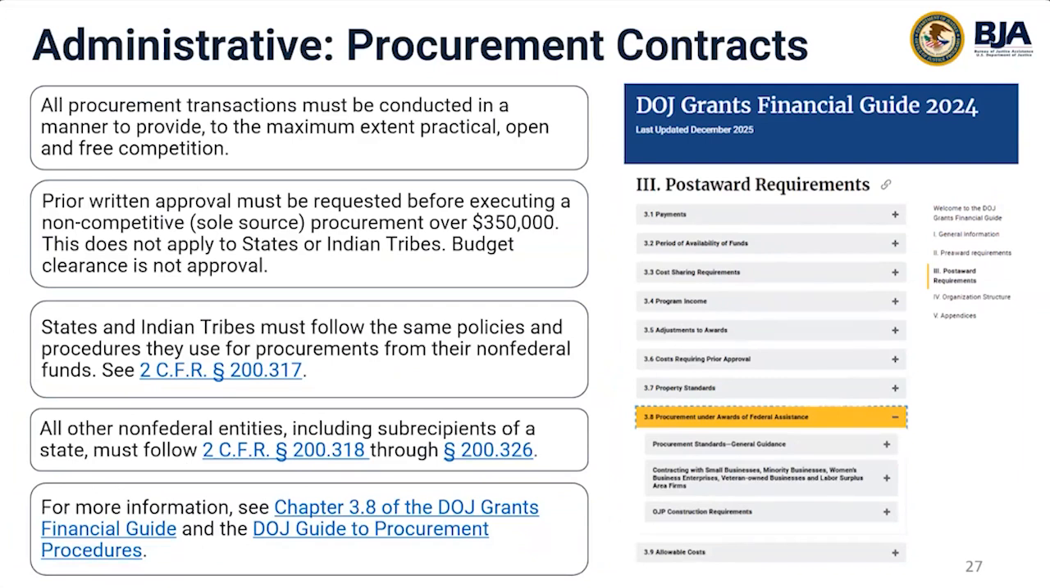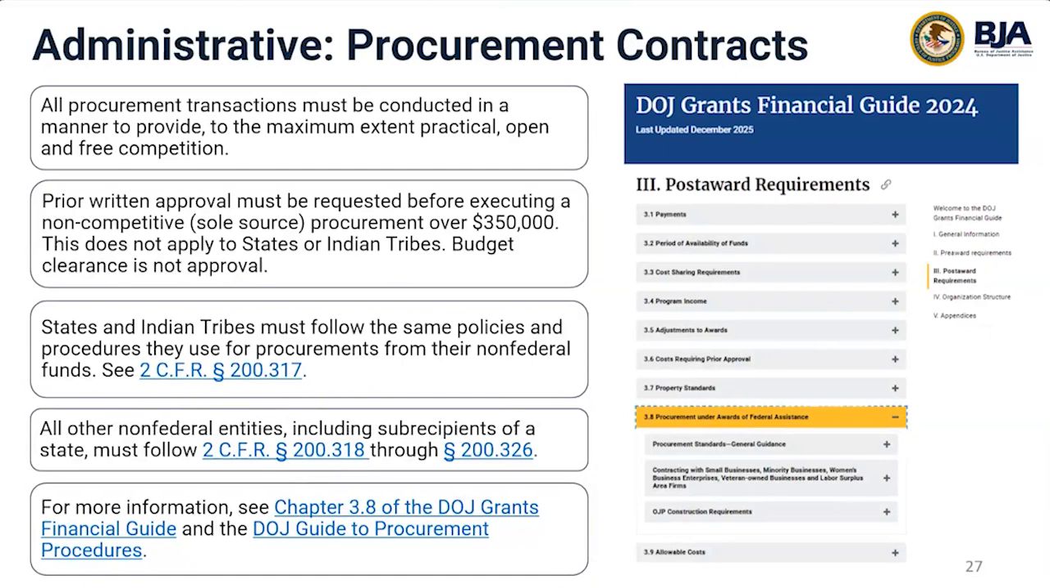All procurement transactions must be conducted in a manner to provide, to the maximum extent practical, open and free competition. Prior written approval must be requested before executing a non-competitive sole source procurement over $250,000. This does not apply to states or Indian tribes. Budget clearance is not approval. Just to be clear, budget clearance is not approval.